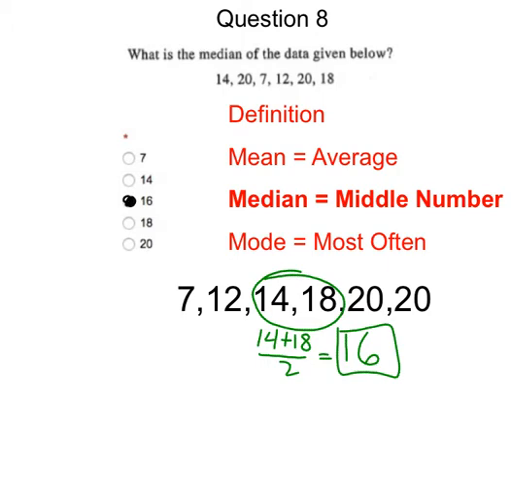If there are 2 in the middle, like in this case, I've got 14 and I've got 18, you add them together and divide by 2. What am I doing? I'm finding what's halfway in between those 2 numbers. So in this case, 16 is my answer despite not being on the list, and that is possible.